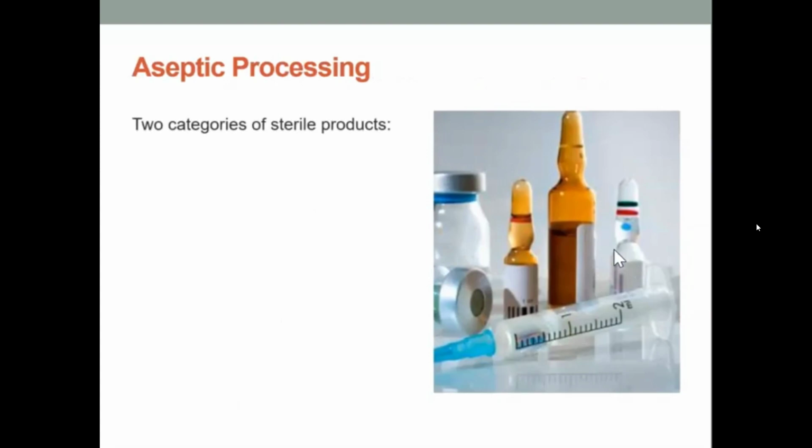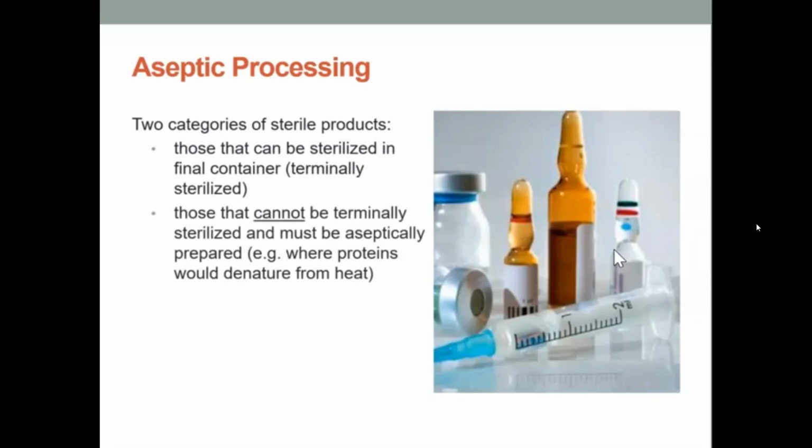Aseptic processing. There are two categories of sterile products. Those that can be sterilized in the final container, terminally sterilized, and those that cannot be terminally sterilized and must be aseptically prepared. So, for example, where you have biopharma or where proteins are being manufactured and they would denature from the heat required in final sterilization.